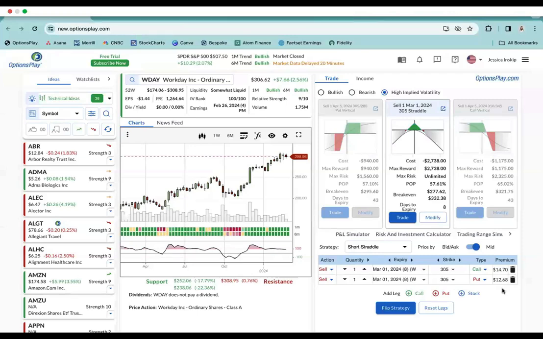So 27.38. So we'll do 27.38 divided by 306.62. And that looks more accurate at an 8.9% move. So Workday is expecting, the options are implying an 8.9% move because it's a little far out.